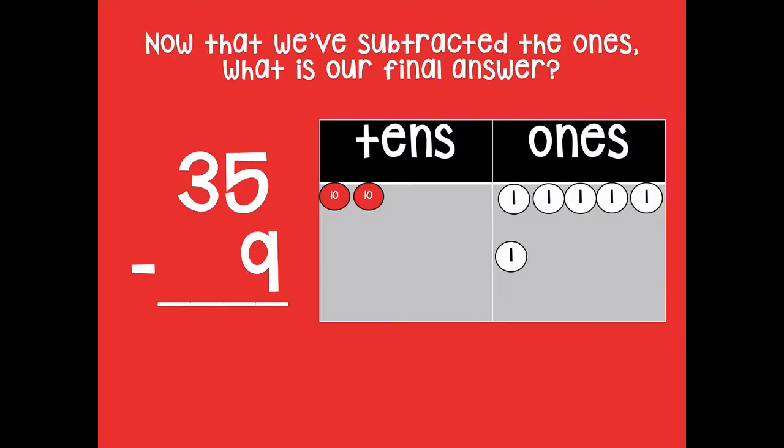Now that we've subtracted the ones, what is our final answer? So we didn't have any 10s to subtract in this number. We only had 1s. So now I can count what's left on my place value chart. So I want you guys to count what's on your place value chart. Yeah, so look, we have 10, 20, 21, 22, 23, 24, 25, 26. So my final answer is 26. 35 minus 9 equals 26.